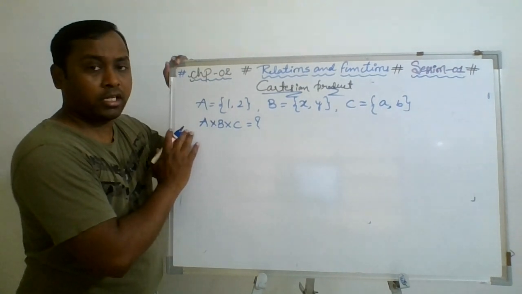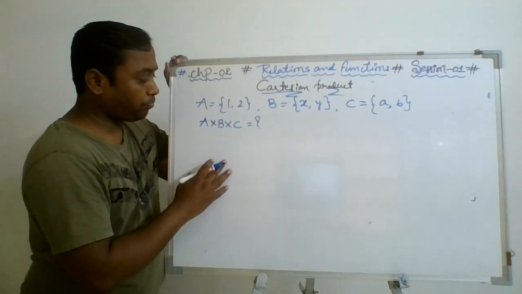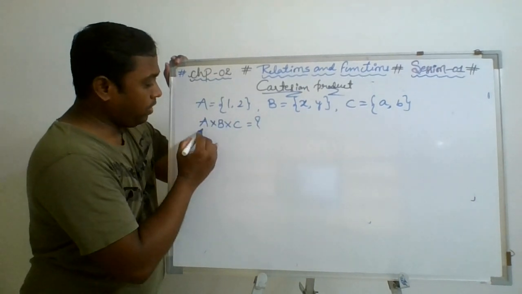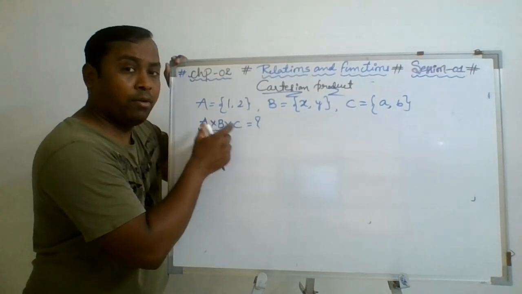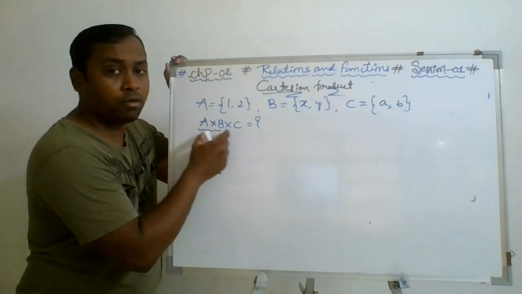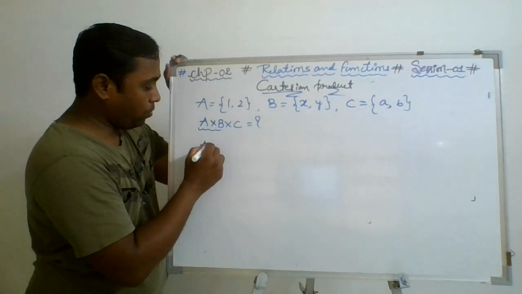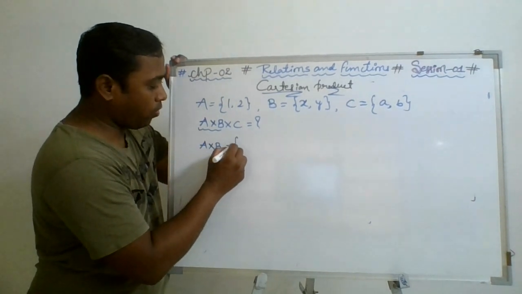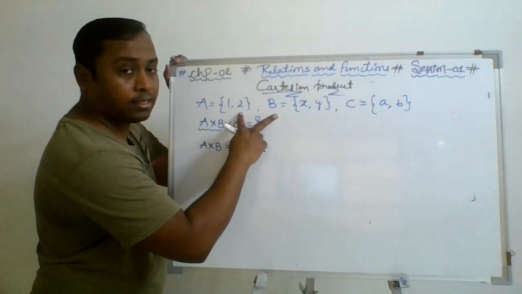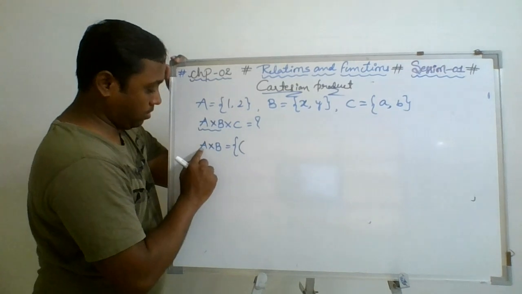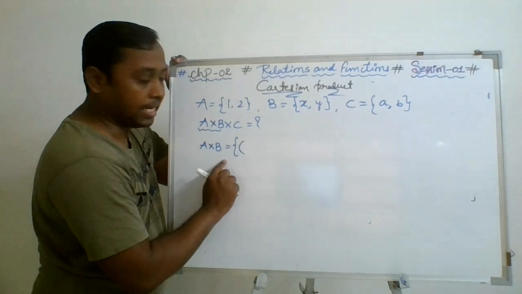Whenever they are asking for the Cartesian product of more than two sets, what will we do? First we'll find the Cartesian product of the first two sets, and then we'll make the Cartesian product of A cross B cross C. That is a step-by-step approach. So first I will find A cross B. How can I find A cross B now? See, it is simple, we only have to make it from two sets. So the first element belongs to set A, and the second element belongs to set B. This order must be maintained.